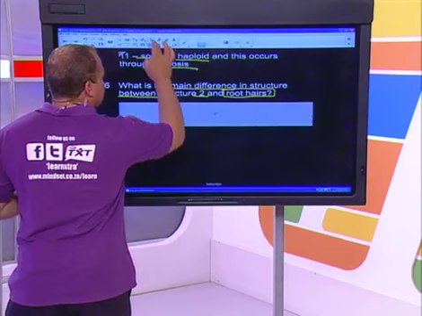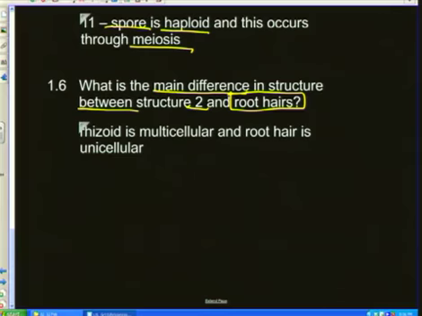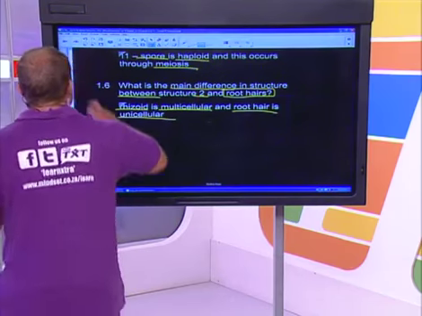So let's see. Rhizoid is multicellular, where a root hair is single cell. So let me underline that so you guys can remember it. The rhizoid is multicellular, and a root hair is unicellular. Simple, easy, and 100% easy to get in a test. Just concentrate and relax.